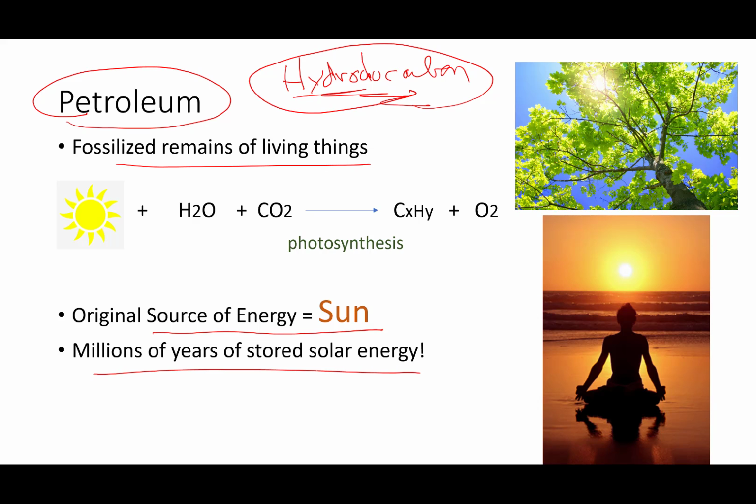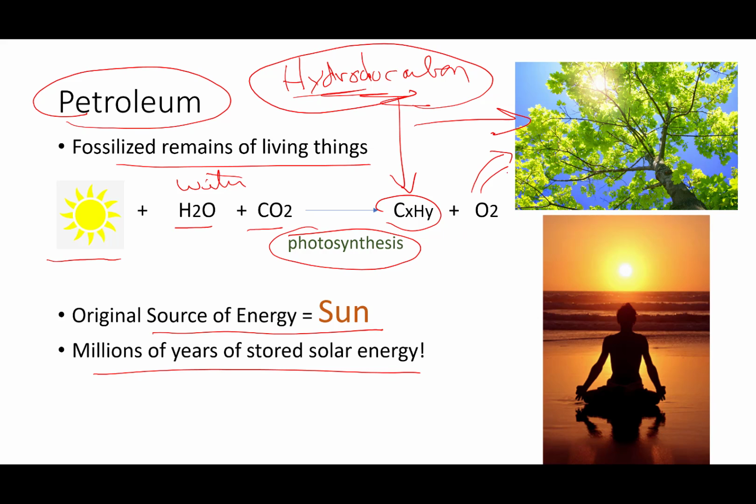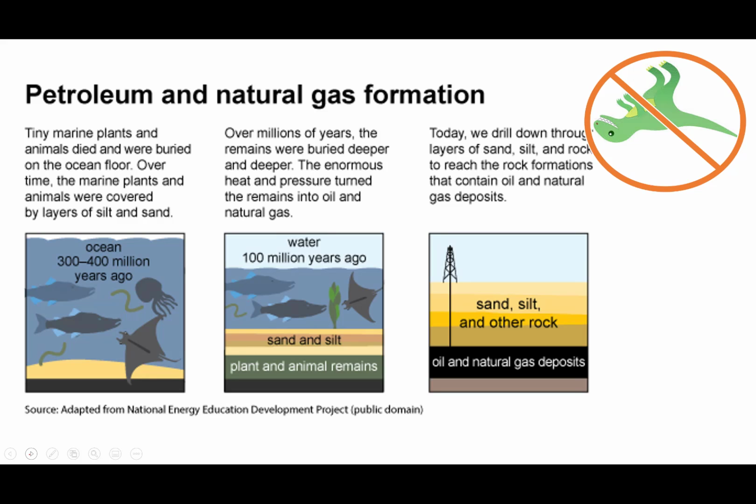And it works like this. For millions of years, the sun has been shining on beautiful planet Earth. Via the process of photosynthesis in plants, sunlight mixed with water and with carbon dioxide have been making hydrocarbons, and then plants exhale oxygen. And that oxygen is the oxygen that you and I breathe. Now, this has occurred for millions of years, and this is where that petroleum's energy has come from.